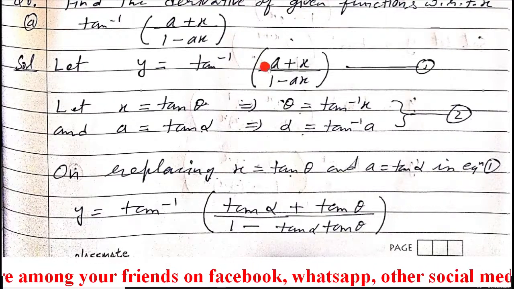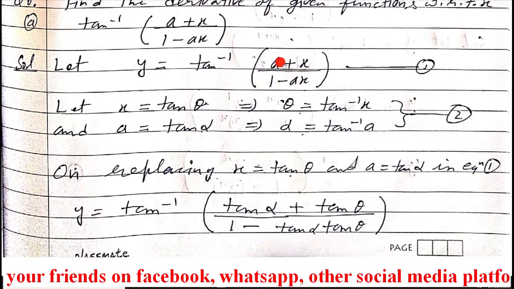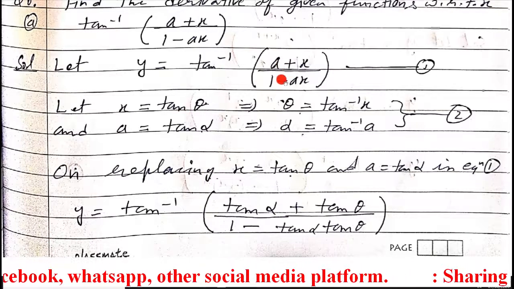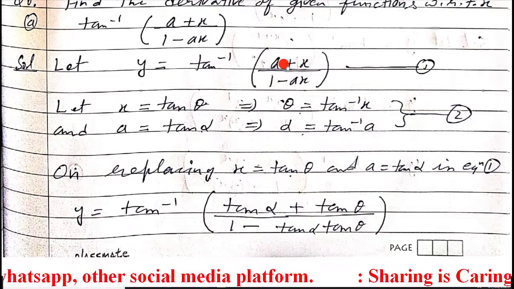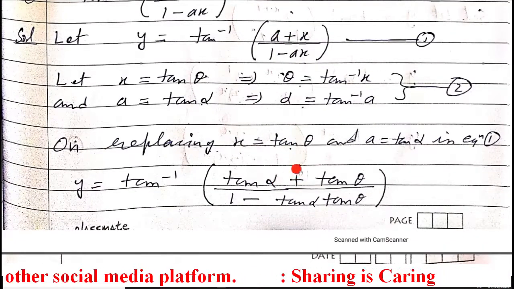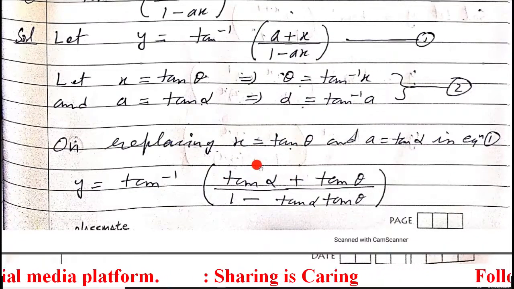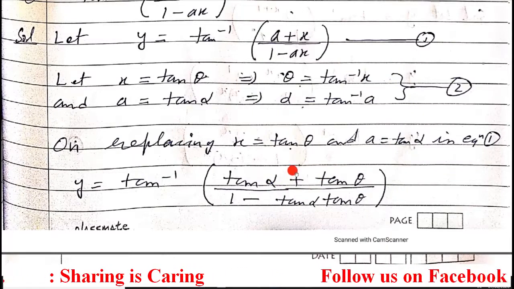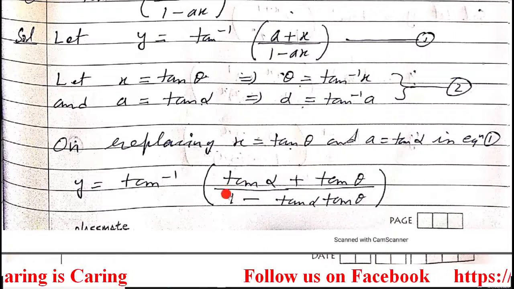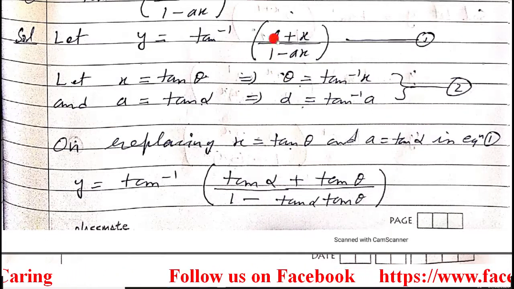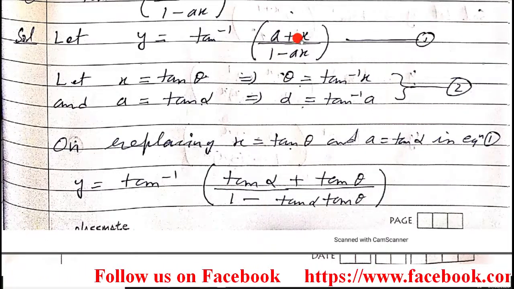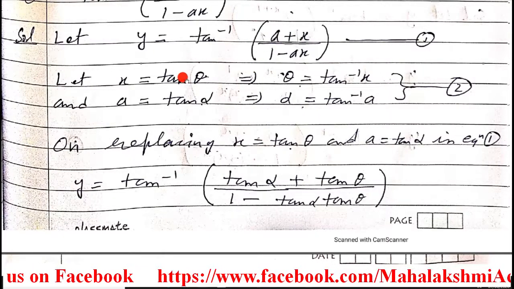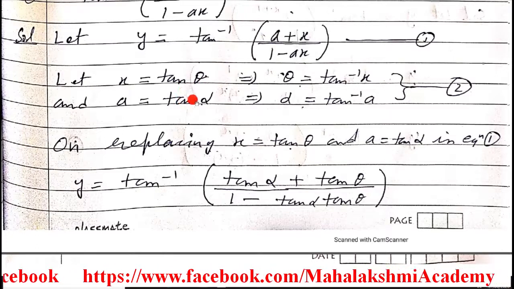So here when we observe them carefully, we can see that if we replace this x by tan theta and this a by tan alpha, then after replacement it can come in the form of the tan(theta plus alpha) formula. So to bring them in the form of the tan formula, we replace this a and x in terms of tan. That's why this x we had assumed as tan theta and this a we had assumed as tan alpha.